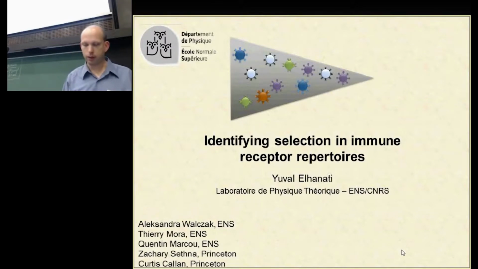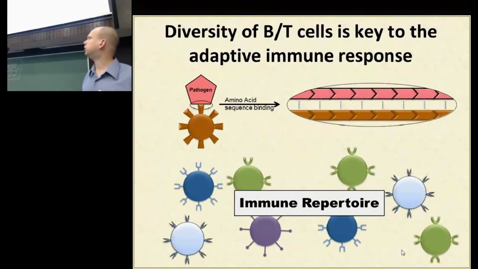So, just as a short reminder, immune repertoire is basically the diversity of T or B cells according to the receptors. This is a key strength of the adaptive immune system, right? This is a way the system can identify and respond to different threats. And we are trying to understand this diversity and research it through all its stages.